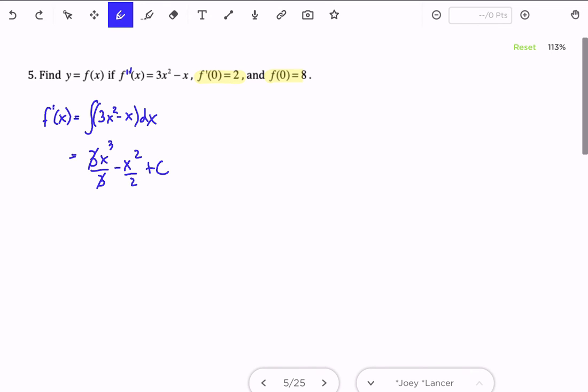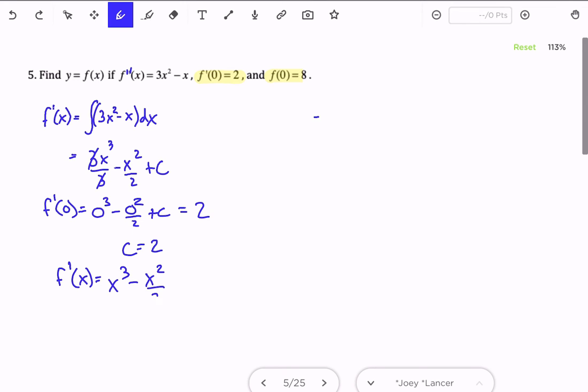And we do know f prime at 0 is equal to 2. So f prime at 0 would give us 0 cubed minus 0 squared over 2 plus c, and that's going to equal 2. Now when you solve here, the zeros will zero out, and so c equals 2. And so we know that f prime at x, when we plug c back into our antiderivative, is x cubed minus x squared over 2 plus 2.